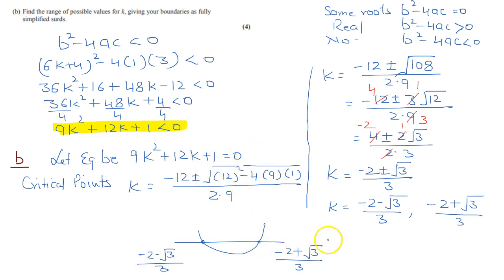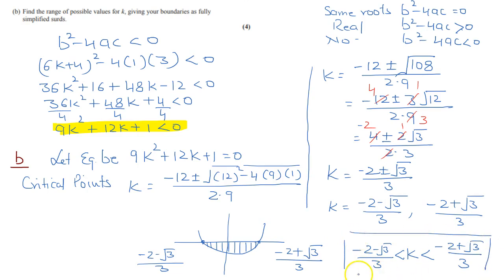Now it is saying it is less than 0. Less than 0 means negative value of y, so only this portion. So we can say that k is greater than minus 2 minus root 3 over 3 and less than minus 2 plus root 3 over 3, and those are the possible values. The boundary has fully simplified surds.